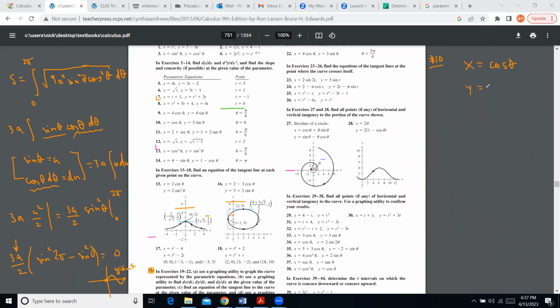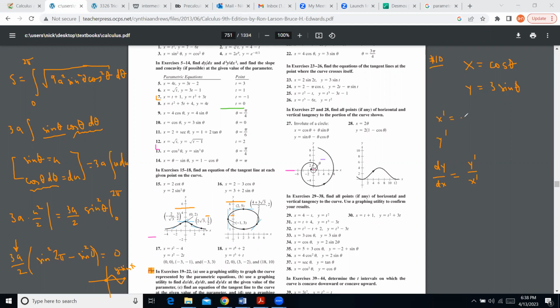So x is cosine and y is 3 times sine theta. What kind of figure is that? Probably it's an ellipse, right? So the 3 for y means it's 3 times longer than it is wide. But anyways, let us get x prime and y prime. And then I'll find dy over dx by setting it as y prime over x prime. And both of them will be with respect to my parameter. In this case, it's called theta. Okay, whatever they call it, it's fine.